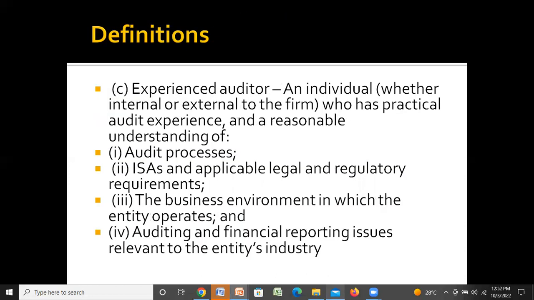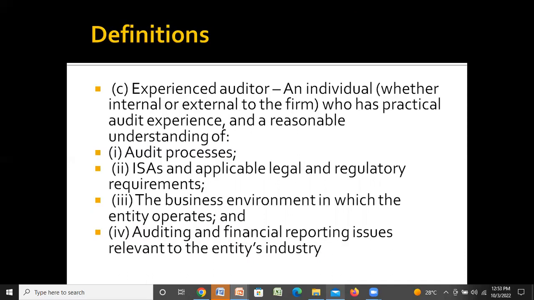Then the standard also defines what we mean by experienced auditor. An experienced auditor, according to this standard, is an individual, whether internal or external to the firm, who has practical audit experience and a reasonable understanding of audit processes. The person understands ISAs, national standards of auditing, and applicable legal and regulatory requirements, understands the business environment in which the entity operates, and understands auditing and financial reporting issues relevant to the entity's industry. So this is what makes an experienced auditor according to this standard.